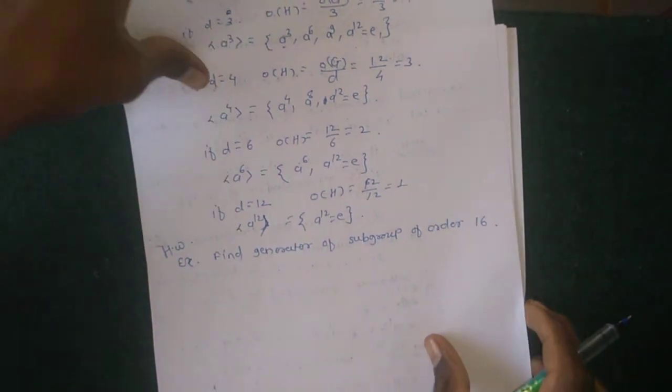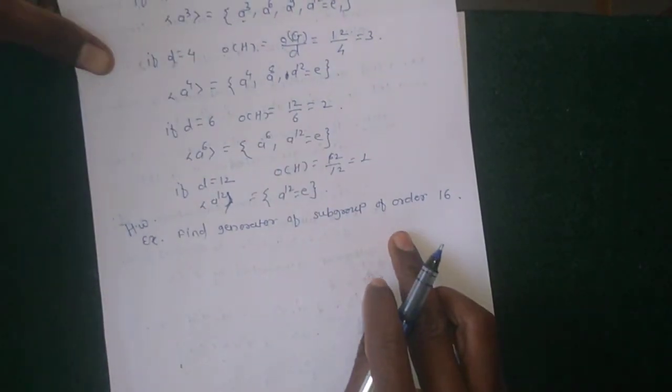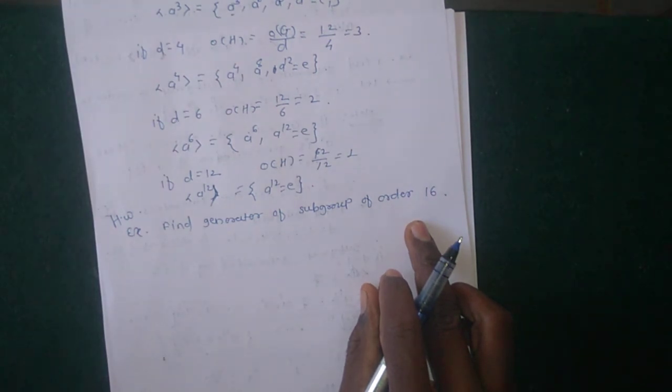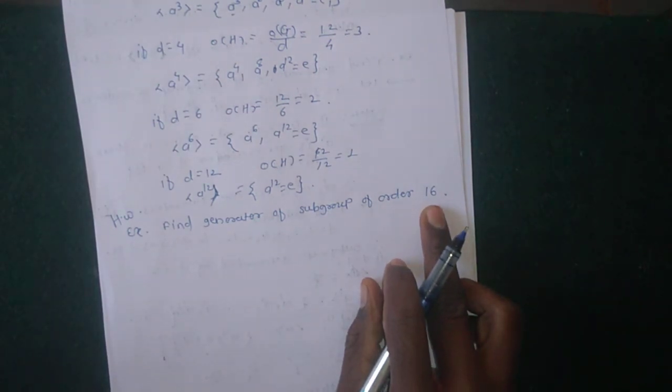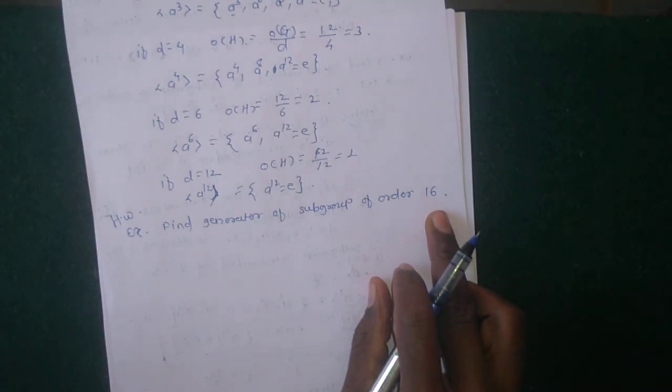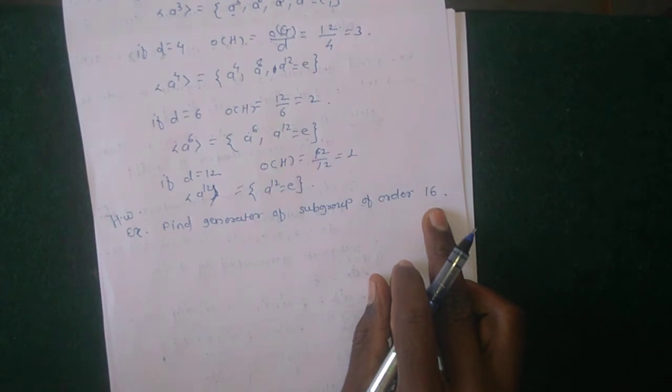So the elements relatively prime to 16 are 1, 3, then 5 is again relatively prime to 16, 6 is not, 7 is relatively prime to 16, 8 is not, 9 is relatively prime to 16, 10 is not relatively prime to 16, 11 is relatively prime to 16, 13, 14 is not, then 15. Okay, these are relatively prime to 16 and these are the generators.